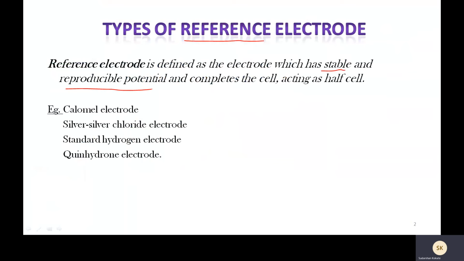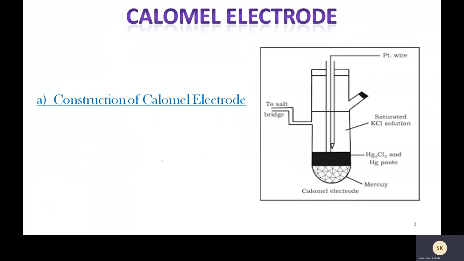There are different types of reference electrode. The first one is the calomel electrode, which is a secondary reference electrode. The second is the silver chloride electrode. The third is the standard hydrogen electrode, which is the primary reference electrode, and the quinhydrone electrode. These are the various types of reference electrode. Now we will study the calomel electrode.